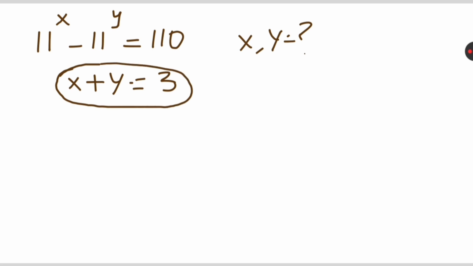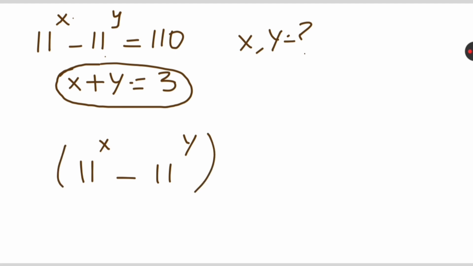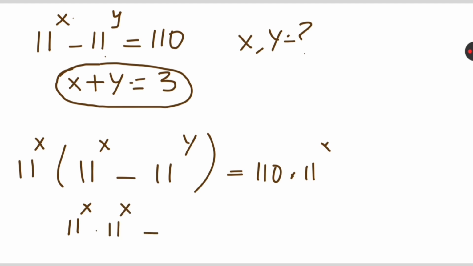But in the first equation, which is 11 raised to the power of x minus 11 raised to the power of y, if we convert it into the power x plus y, then we can write this x plus y as 3, isn't it? So what you have to do is multiply both sides by 11 raised to the power of x. Then we are going to get 11 raised to the power of x times 11 raised to the power of x minus 11 raised to the power of x times 11 raised to the power of y.